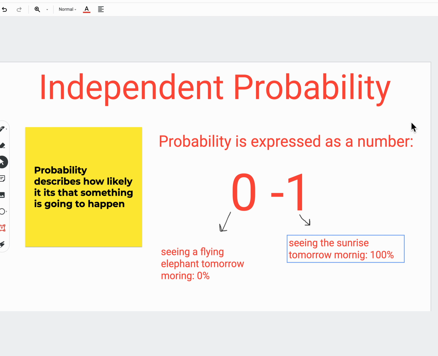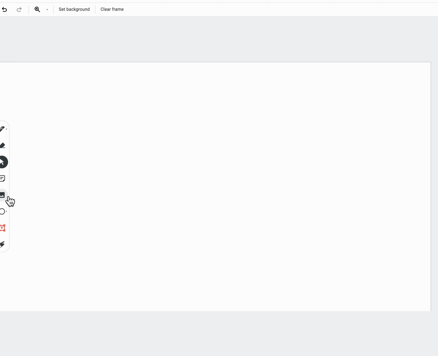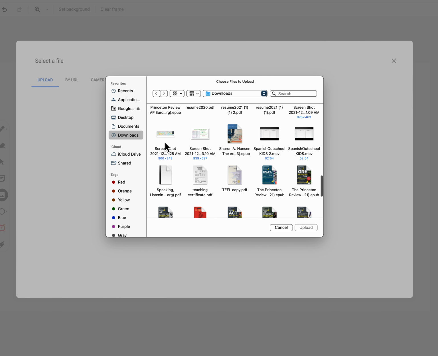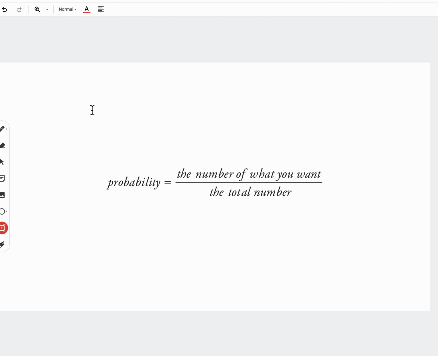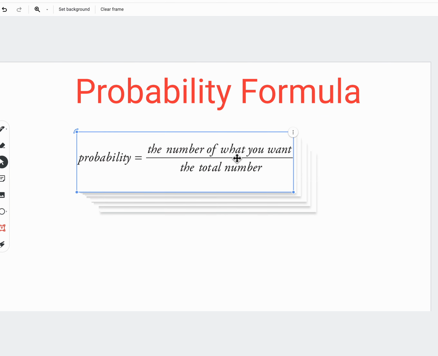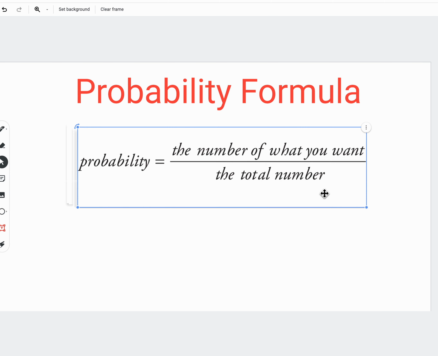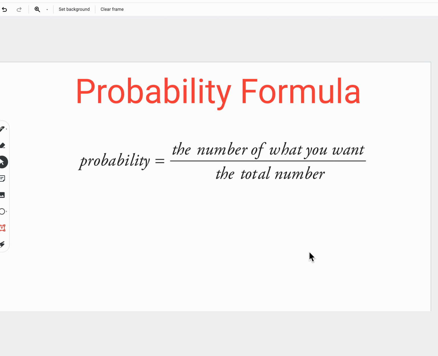Let's go ahead and bring in our formula. This is the probability formula. This is the basic formula for probability. The probability will be the number of what we want divided by the total number.